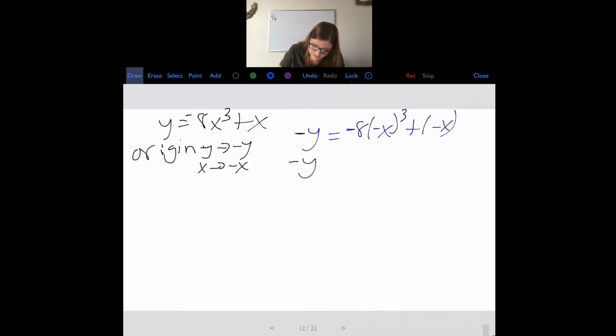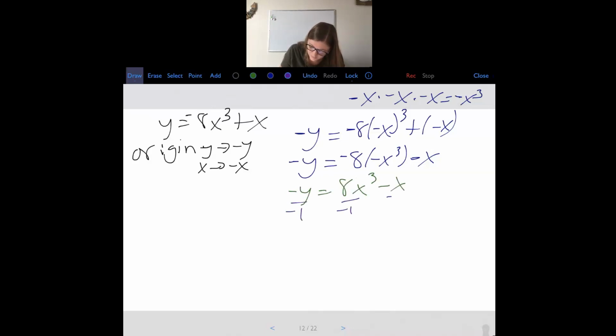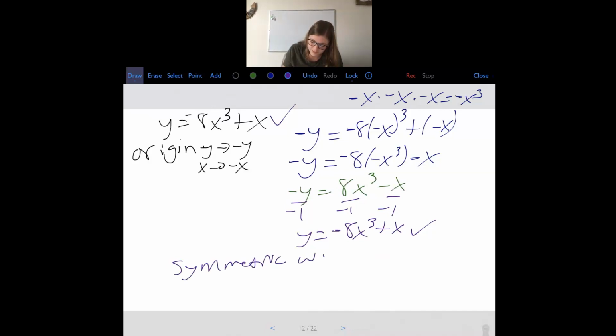So we have negative y is equal to negative 8, negative x raised to the third power is negative x cubed, minus x. We keep going, negative y is equal to 8x cubed minus x, and then we solve for y. Y is equal to negative 8x cubed plus x, and it is the same as the original, so this is symmetric with respect to the origin. Okay, so that's the algebra test that we did.